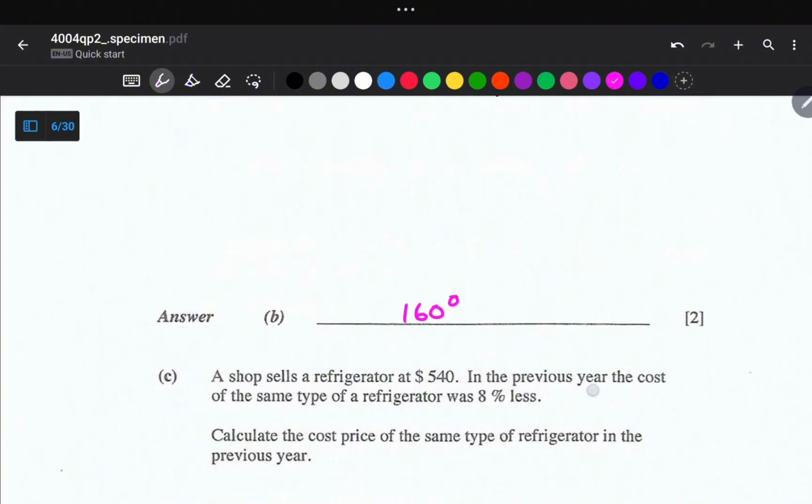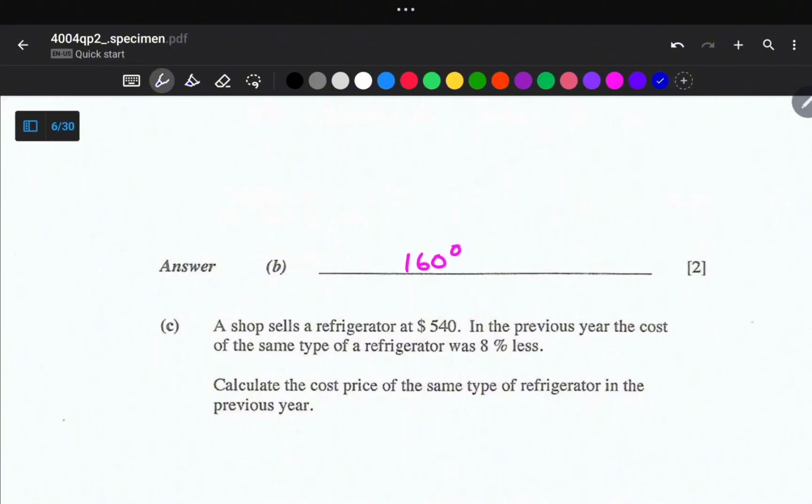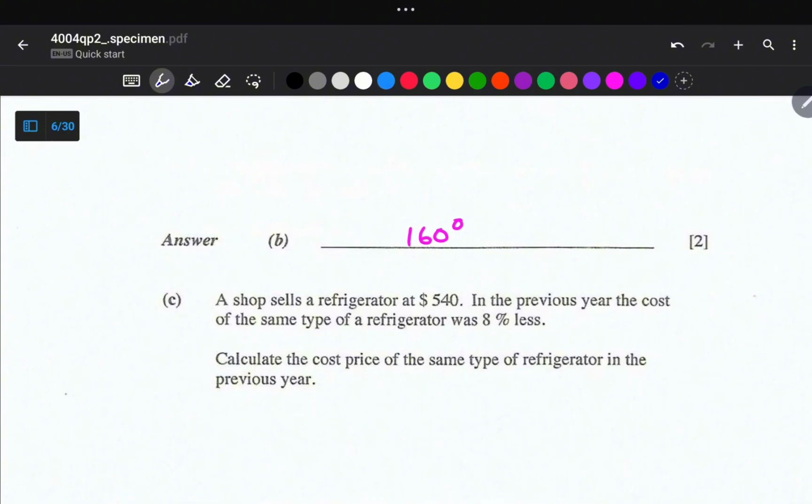Okay, and then part C says a shop sells a refrigerator at $540. In the previous year, the cost of the same type of refrigerator was 8% less. So we are required to calculate the cost price of the same type of refrigerator in the previous year. So given that the price of the refrigerator is 8% less than 540, here we can simply calculate the 8% of 540 and then subtract the result from 540.